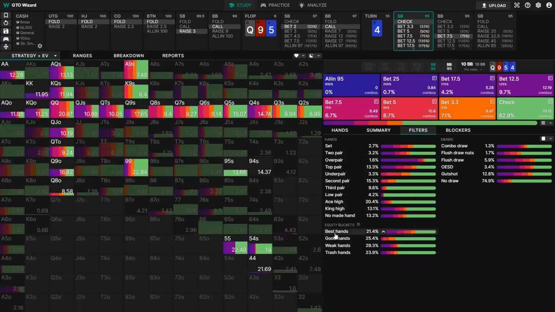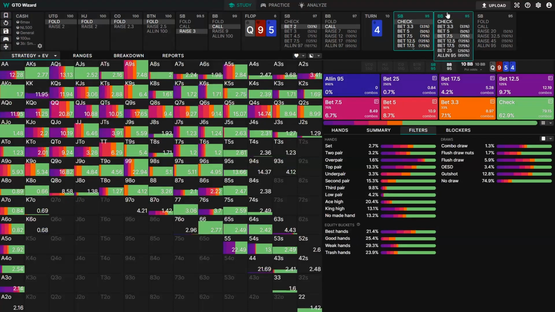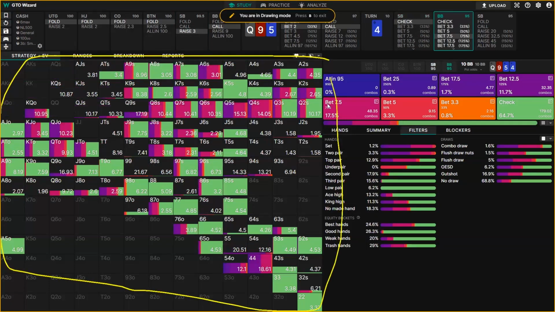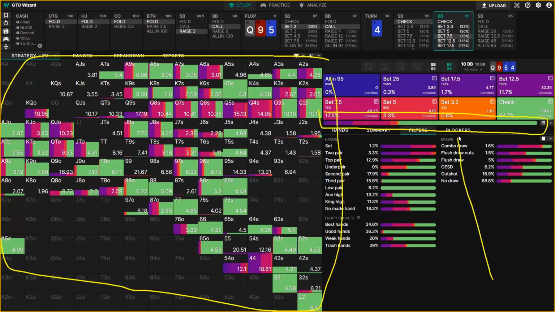In that particular scenario, you would want to just check always because you are facing too much aggression. If we go to this node, see these bets right here and these frequencies and sizings, this is the exact amount of aggression that makes our set of nines indifferent between betting and checking. The reason nines is indifferent between betting and checking is that we are facing this exact amount of aggression.